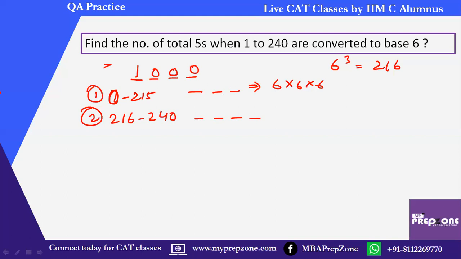So now how many fives can I have in these 3-digit numbers? Again, it's a very classic problem of PNC. How do I do it? Guys, here you don't have to repeat. I mean, you don't have to count manually that once a 5 came, twice a 5 came, thrice a 5 came.